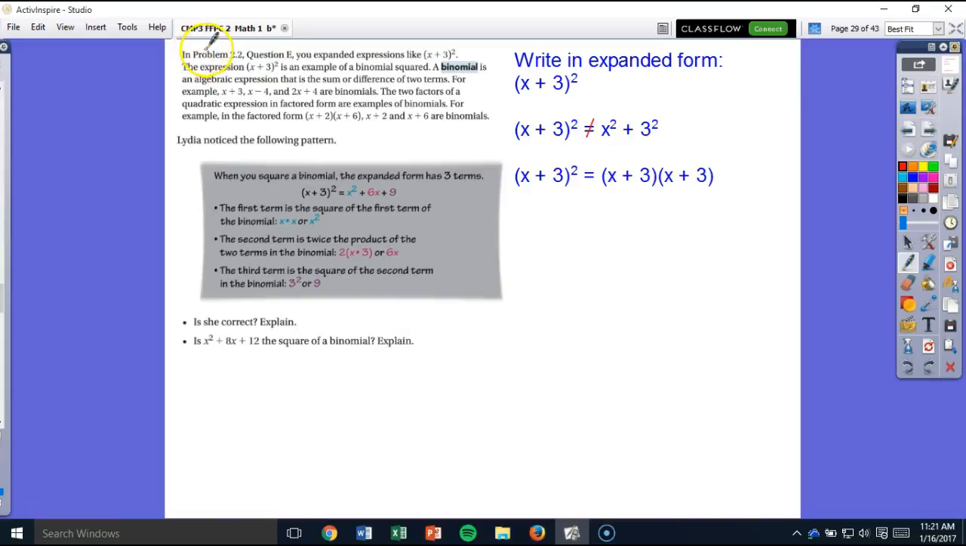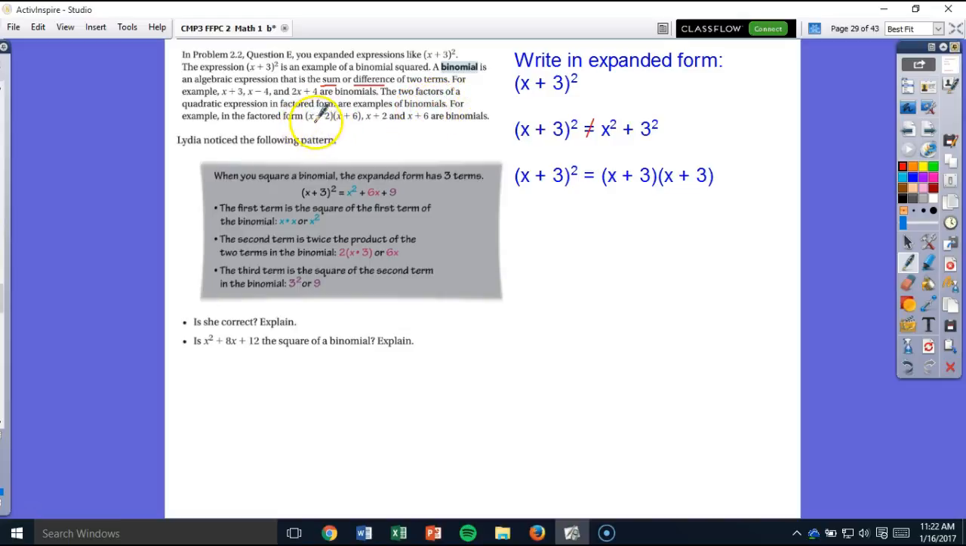Well, it tells us now that in problem 2.2 question E, you expanded expressions like (x plus 3) squared. The expression (x plus 3) squared is an example of a binomial squared. We've gone over what a binomial is before, but we'll do that again here. A binomial is an algebraic expression that is the sum or difference of two terms. For example, x plus 3 is one binomial, x minus 4 is another binomial, and 2x plus 4 is another binomial. The two factors of a quadratic expression in factored form are examples of binomials.